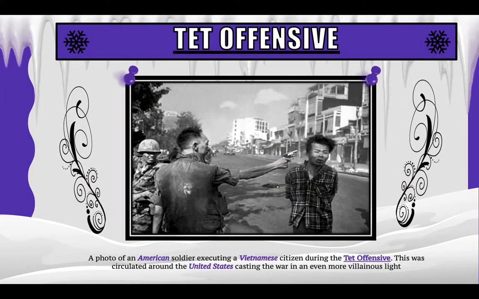Of course, images like this will become popular as well, circulating in magazines and newspapers back at home. This is during the Tet Offensive. You can see a U.S. soldier executing a Vietnamese citizen, probably a member of the Viet Cong, on the streets. But again, really painting them in this villainous role, very different than what you saw in World War II.